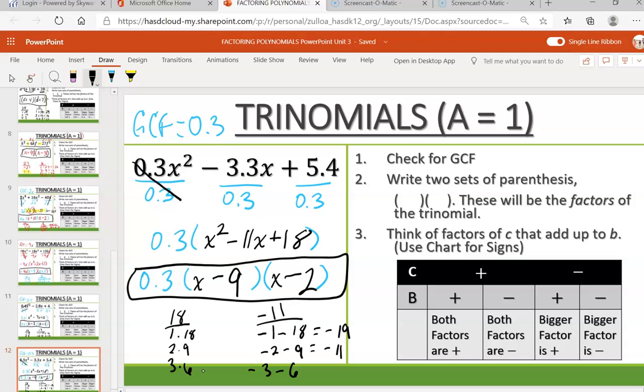And that, ladies and gentlemen, is factoring trinomials with the greatest common factor that ends up giving us a leading coefficient of 1. All right, and that concludes factoring polynomials.